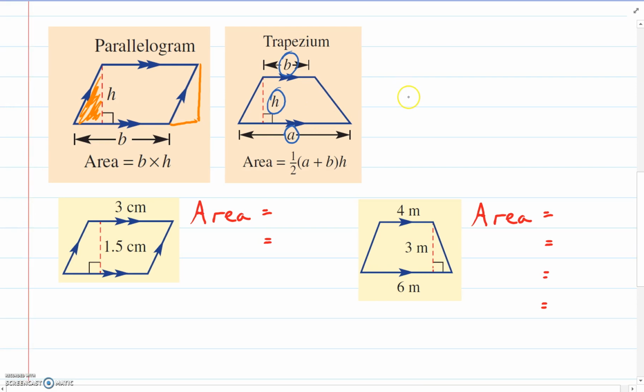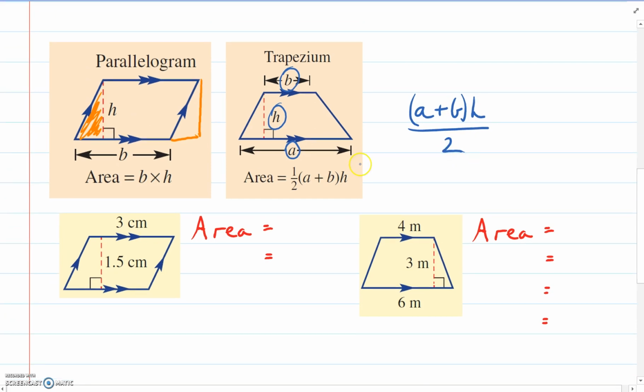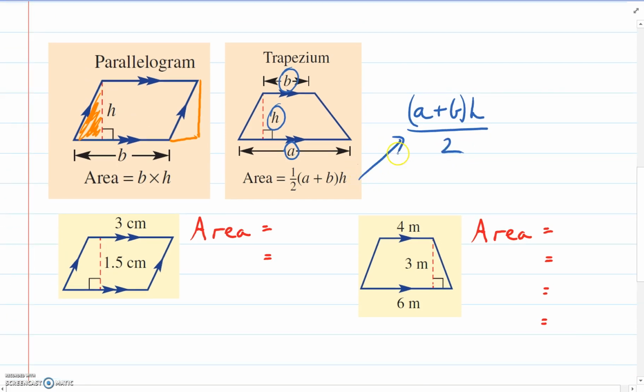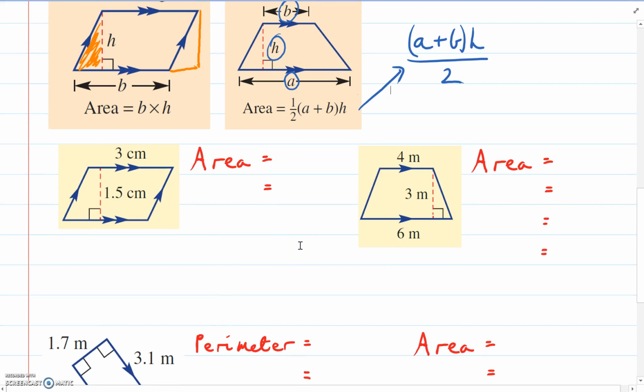So you could write this as a plus b times h over 2. That's exactly the same thing. So area for this one's pretty straightforward. It's not 3, it's not 2, it's 3 times 1.5, which is 4.5 centimeters squared.